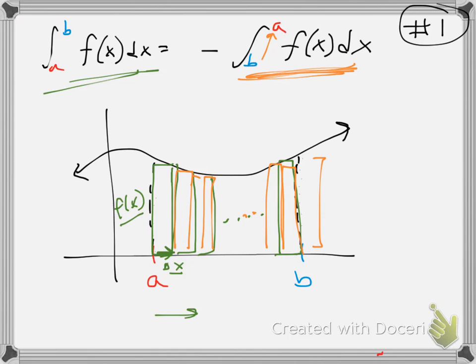Each of these values are still f of x, and that's still positive, but our delta x's this time are going in the opposite direction. So they're not going to be positive, they're going to be negative. And that is where this negative comes from. It's the area, once again, from base times height and then infinitely summed, which gives you a negative base, and that produces a negative area.